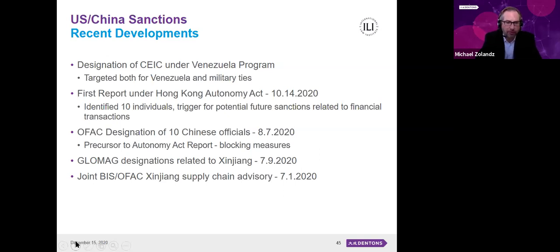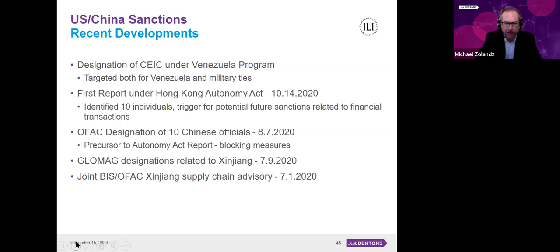The first report under the Hong Kong Autonomy Act, which was required, was issued in mid-October, so just about 2 months ago. That identified 10 individuals, who were earlier designated by OFAC in August. This report now moves to a point where financial institutions may face sanctions for providing accounting services, banking services, or other material support to those same 10 individuals.